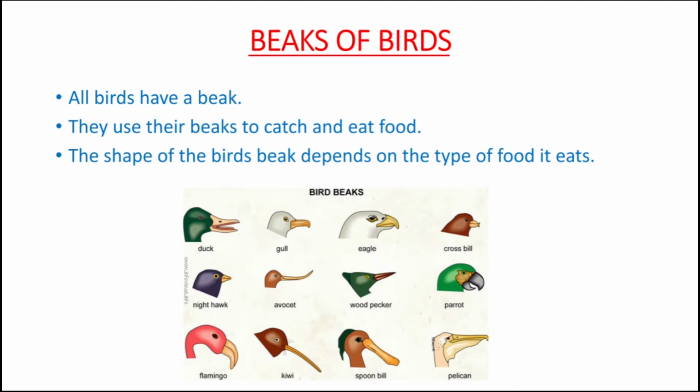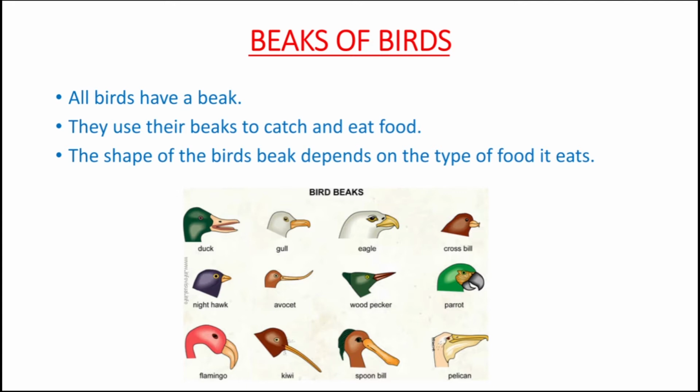Children, there are many parts of a bird. First of all, we will read about the beaks of birds. All birds have a beak. They use their beaks to catch and eat food. The shape of the bird's beak depends on the type of food it eats.